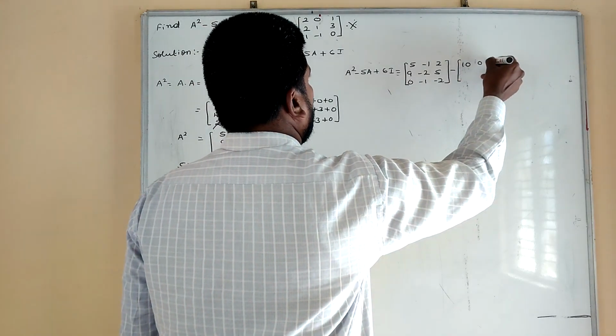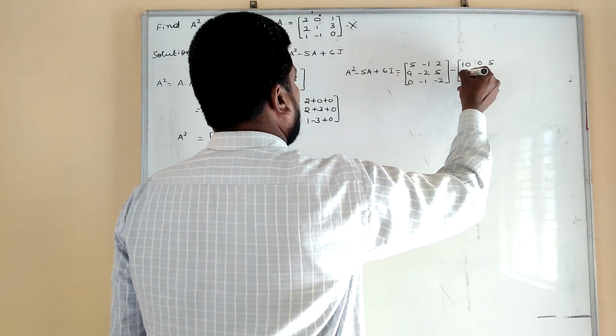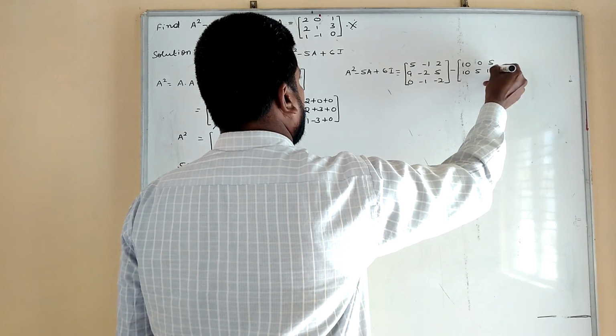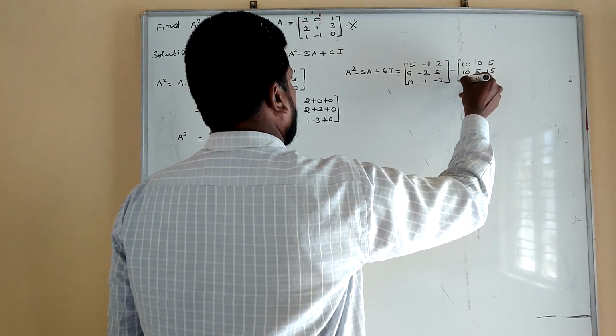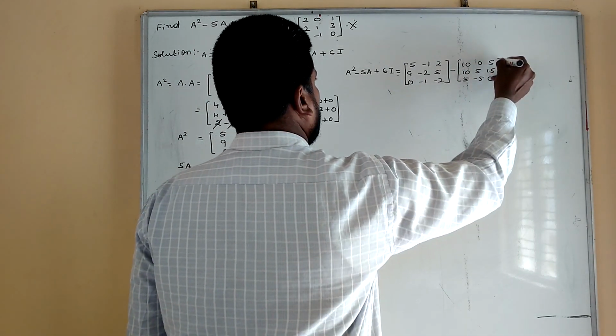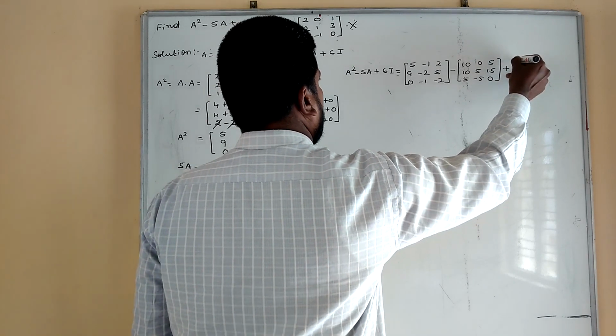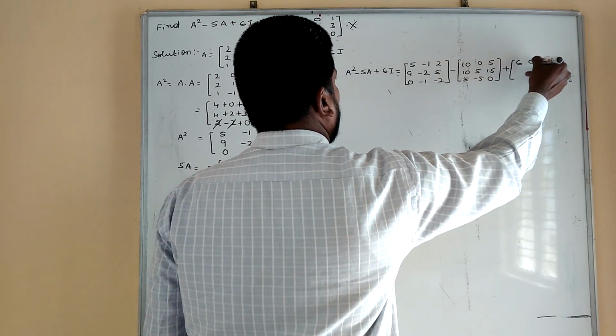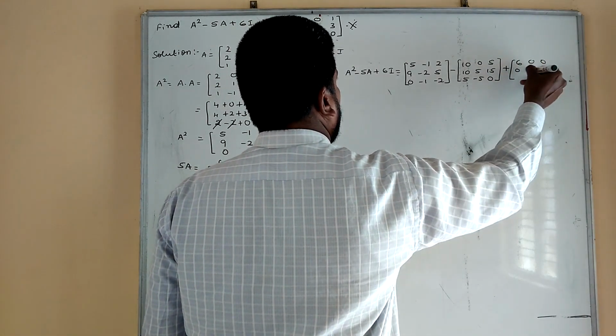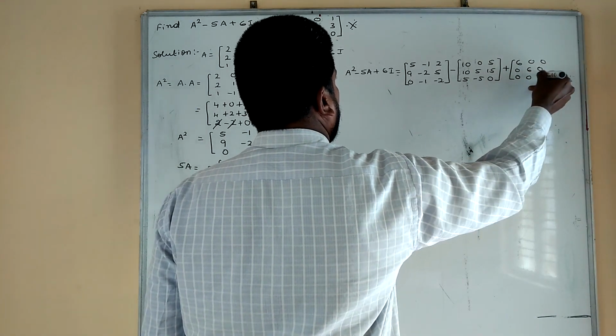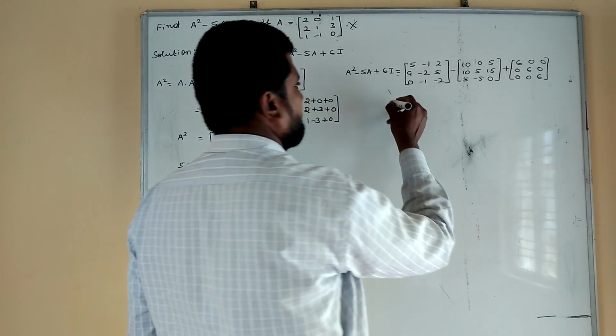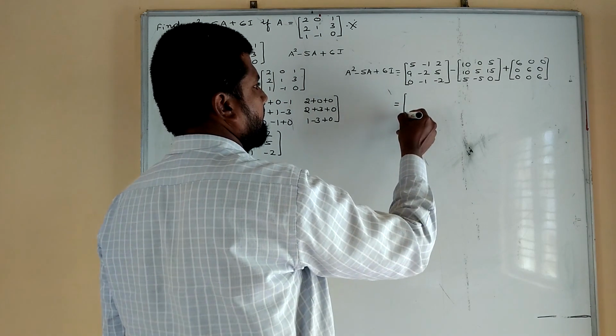10 0 5, 10 5 15, 5 minus 5 0. Then what is the value of 6I? 6 0 0, 0 6 0, 0 0 6. So let us add here first.